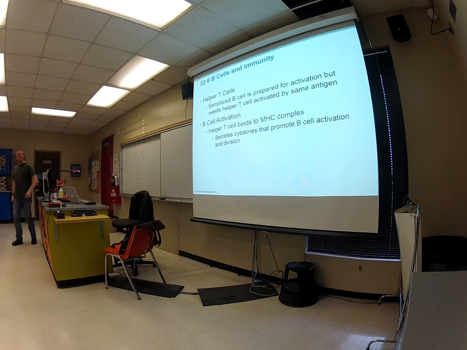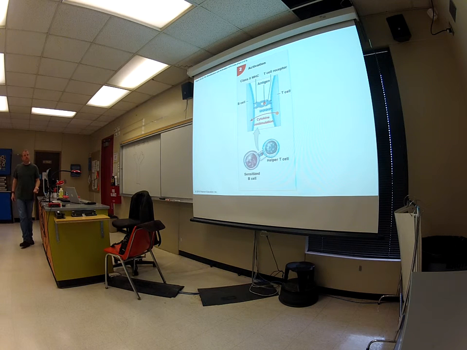Oh, back up. So helper Ts help the B cells. They prepare them for activation. We need the helper Ts for this to occur. B cell activation: helper T binds to the MHC complex, secretes cytokines that promote B cell activation and division. So we need the helper Ts. Is there a cytokine co-stimulation there? Yes. Class 2 MHC receptor, T cell receptor, antigen in the middle. We bind to that B cell and we activate it.